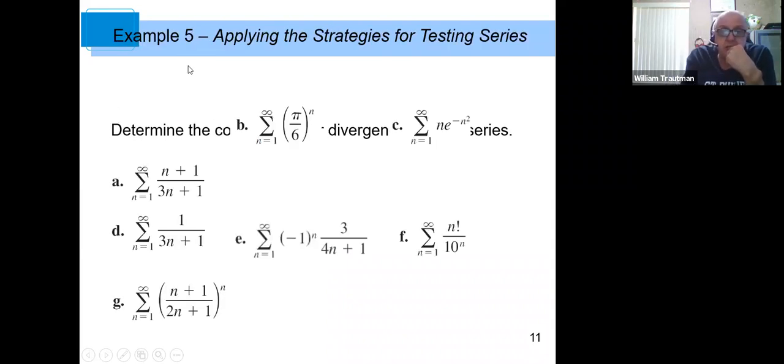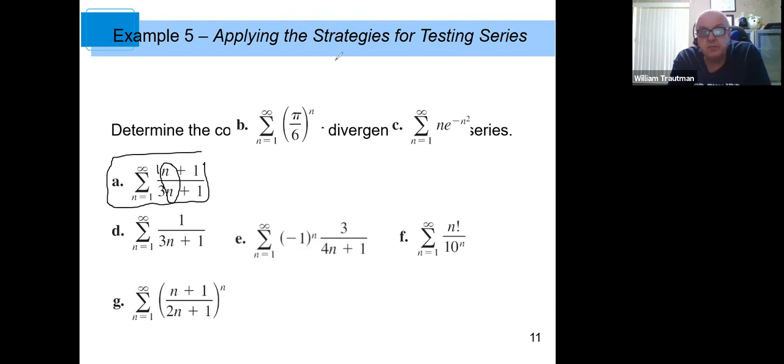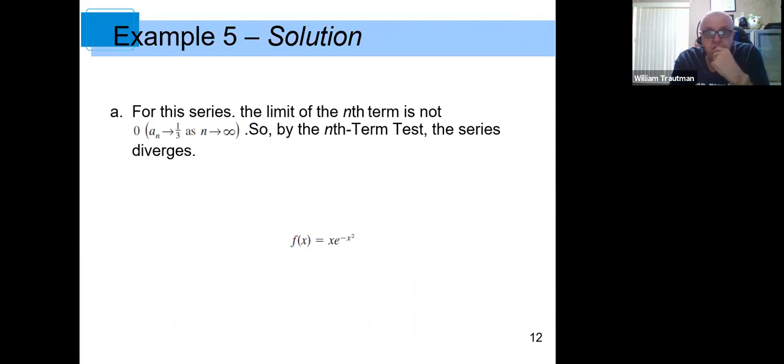So let's look at A first. First thing I recognize, I see a 1/3 there, but let's go to the next slide. For this series, the limit of the nth term is not 0, it's 1/3. So since it doesn't approach 0, it diverges.